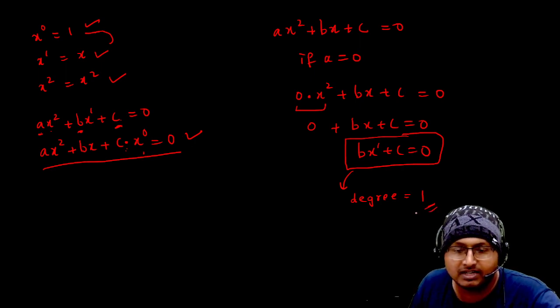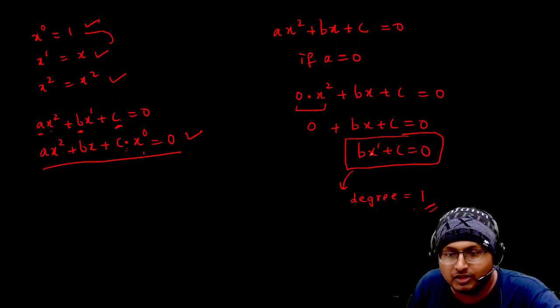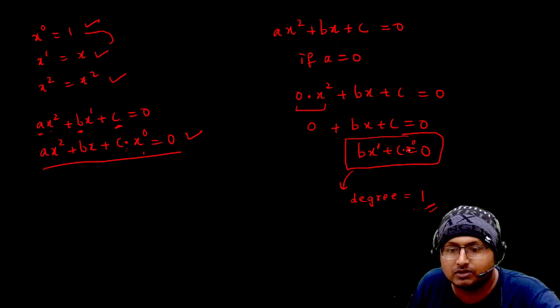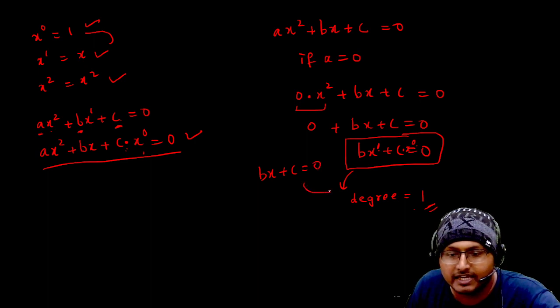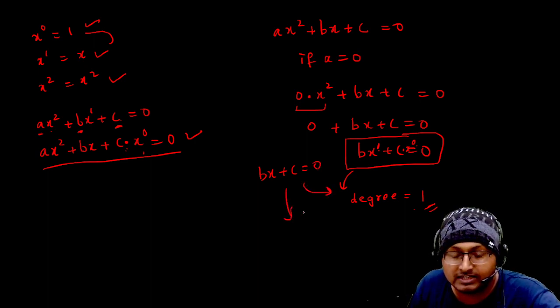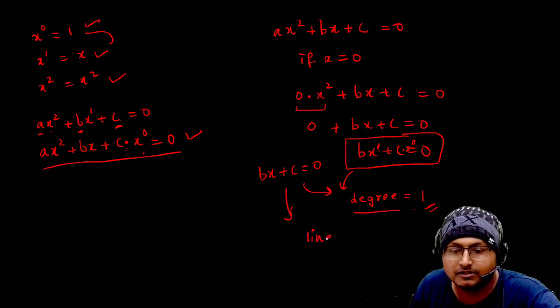Degree is nothing but the maximum power of the variable of the equation. Here we have the coefficient of x only, and c represents x power 0. So 0 and 1: what is the maximum power of x? The maximum power of x is equal to 1. So the degree of the equation b x plus c equal to 0 is 1. Is this equation a quadratic equation or a linear equation? As the degree is 1, it is called a linear equation.